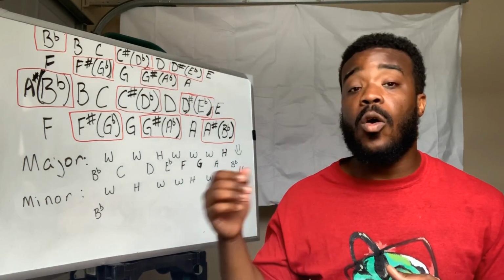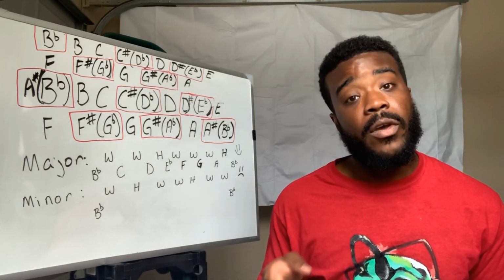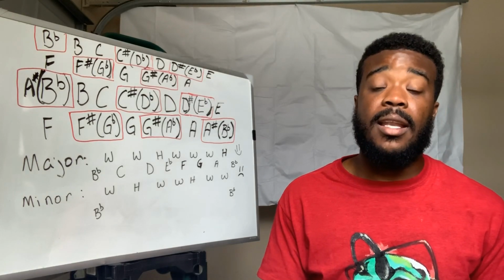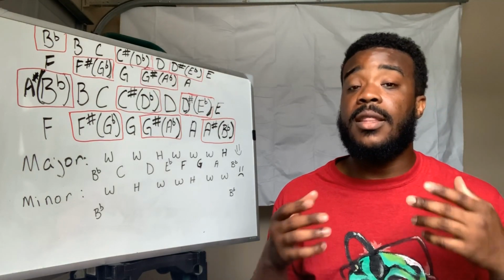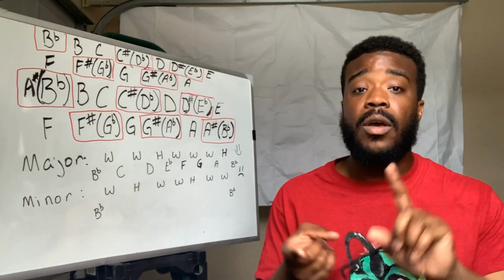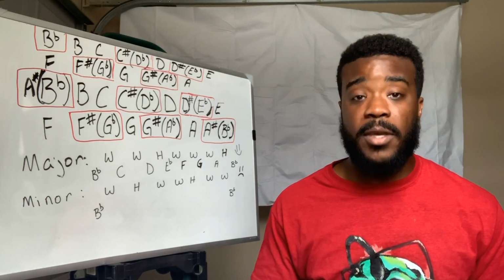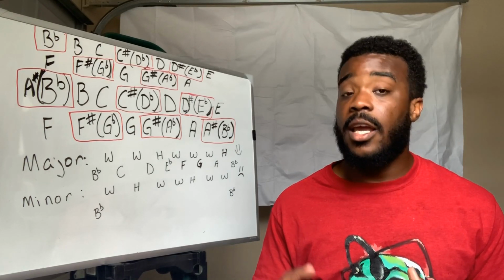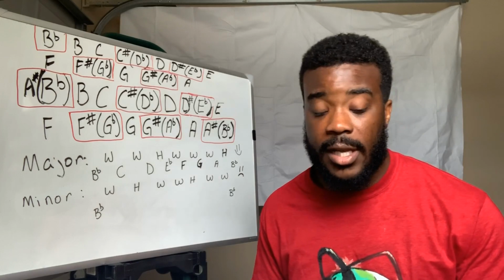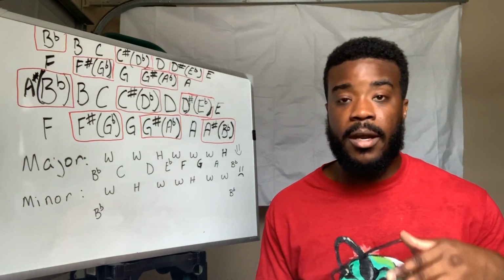And so the formula in building a minor scale is as follows. You want to go a whole step, a half step, whole, half, whole, and then a whole step. So this is how it goes: whole, half, whole, half, whole. That's how you build a minor scale, all right? And all of these are stepwise motions, all right? So let's start off with our minor scale.